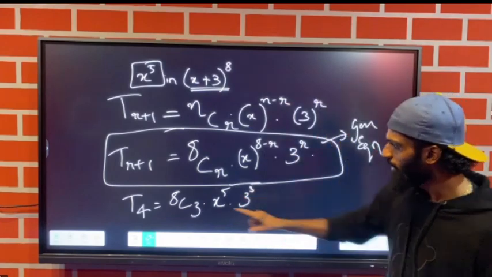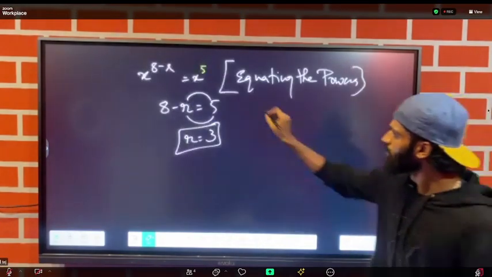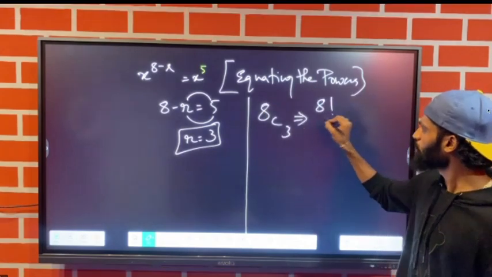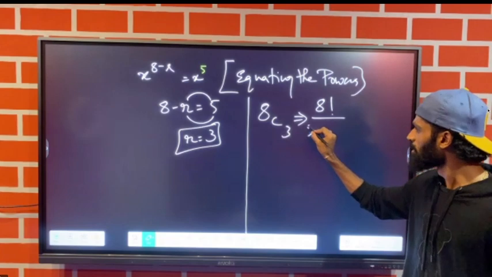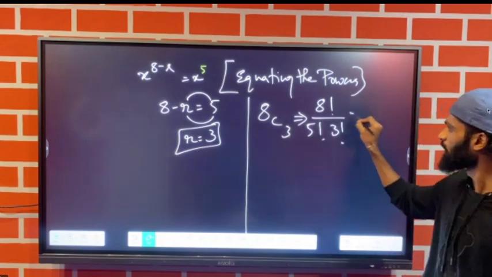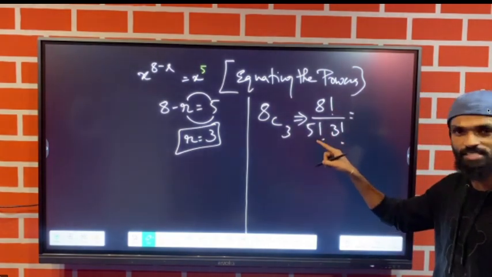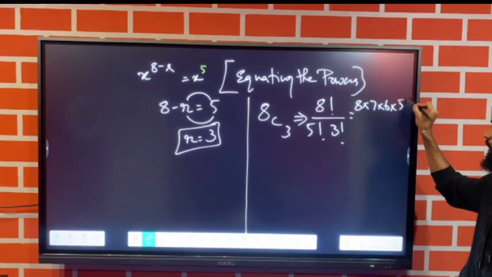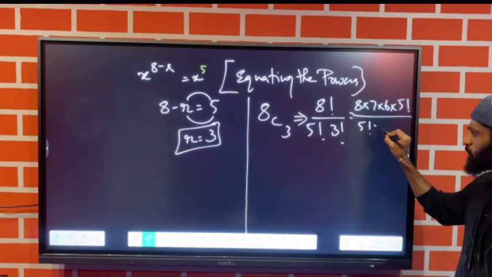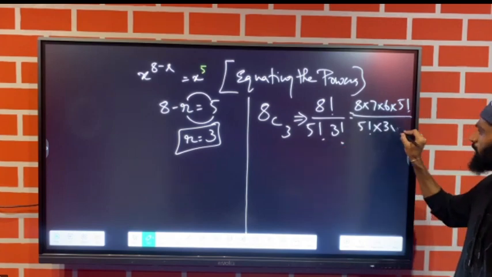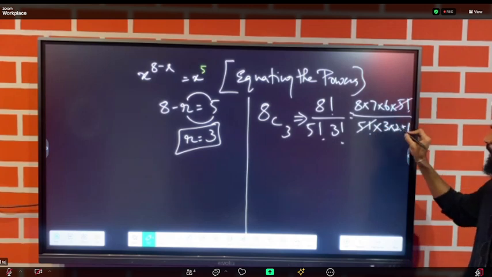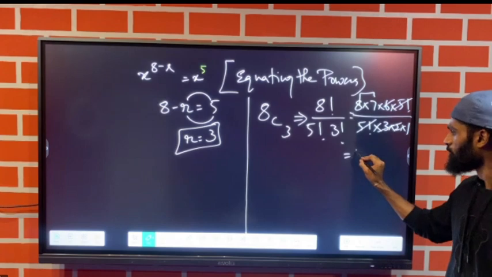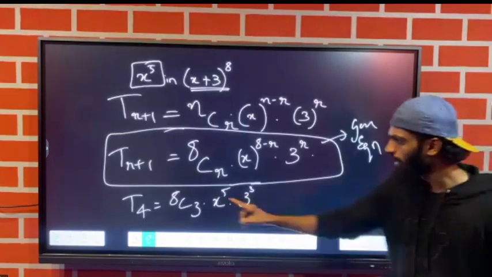Now solve this. What can be solved? 8C3 can be solved. I'll solve it here. 8C3 becomes 8 factorial divided by 8 minus 3, which is 5 factorial, times 3 factorial. I'll expand this up to 5 factorial itself because I'm not dumb there. So 8 into 7 into 6 into 5 factorial, I stop there. Whole thing divided by 5 factorial into 3 factorial, which is 3 into 2 into 1. 5 factorial gets cancelled. 3 times 2 is 6, 6 gets cancelled. 7 times 8, 56. Yes, 56 is my answer for 8C3.